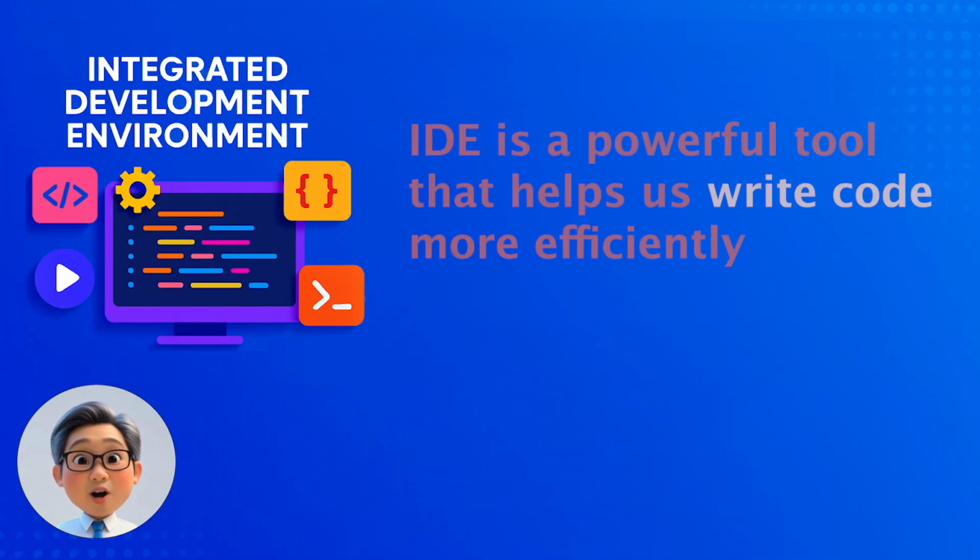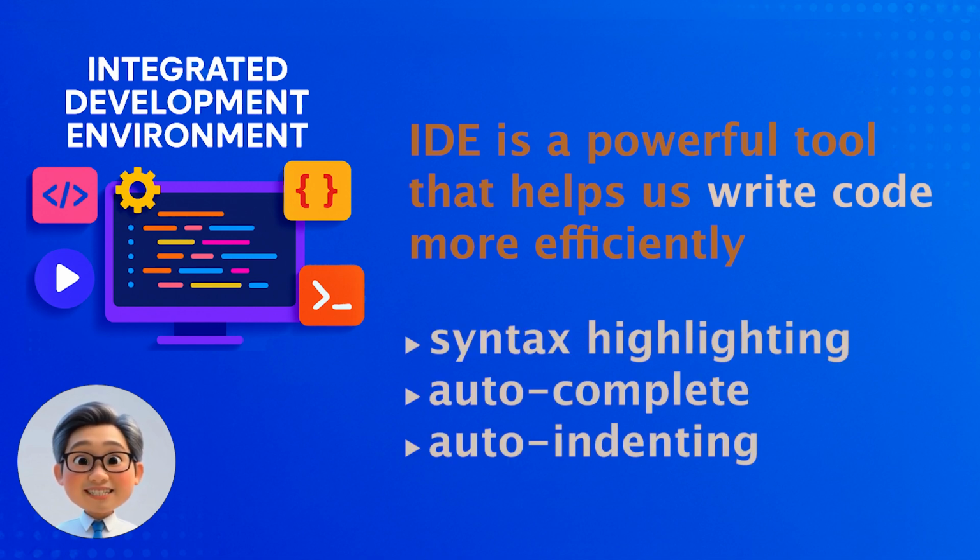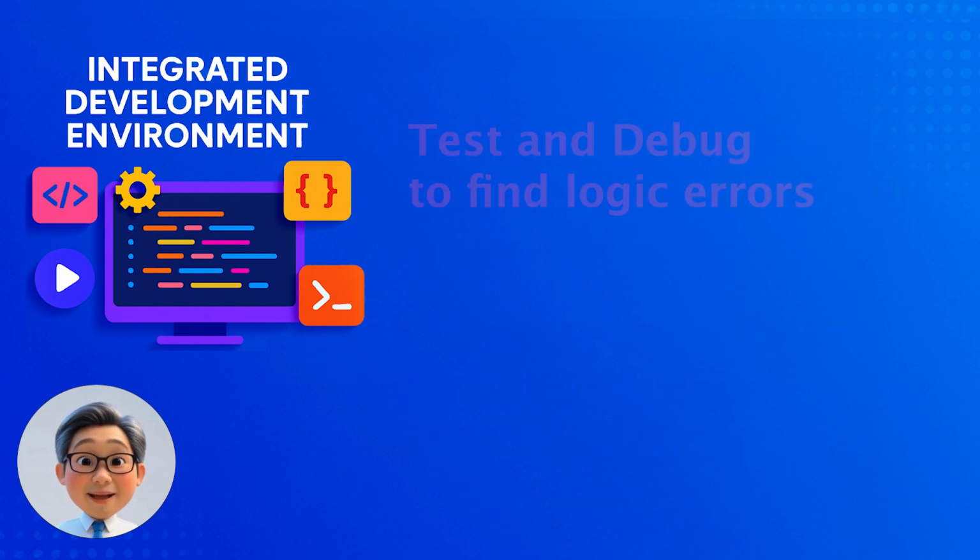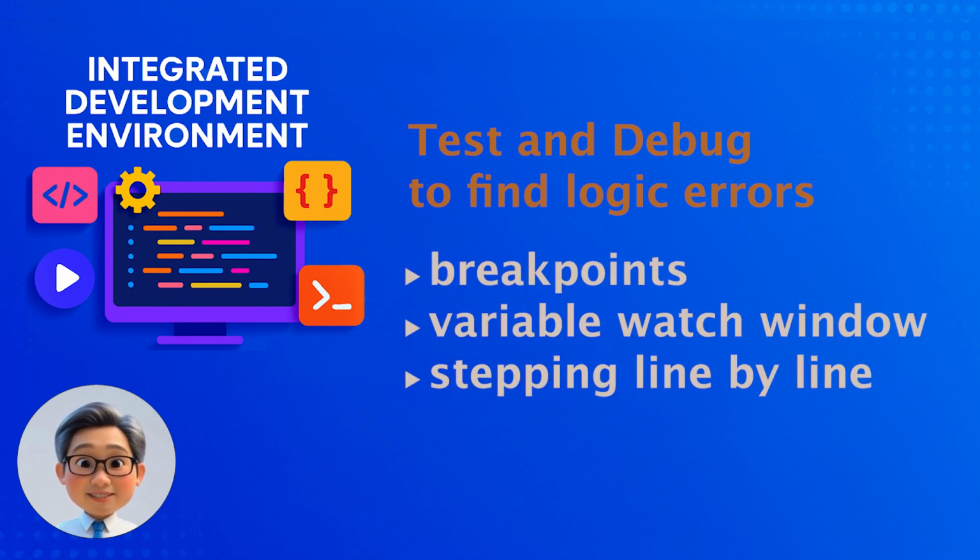So, to recap, we've seen how an IDE is a powerful tool that helps us write code more efficiently with features like syntax highlighting, autocomplete, and auto-indenting. And more importantly, we saw how it helps us test and debug our programs to find logic errors using essential tools like breakpoints, a variable watch window, and stepping line by line through our code. These features, all integrated into one environment, are what make IDEs indispensable for programmers.